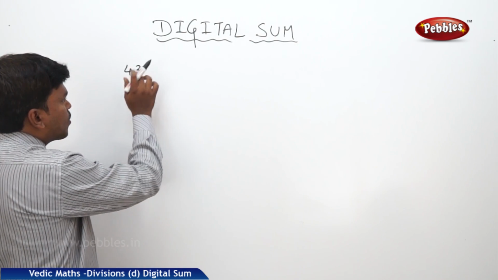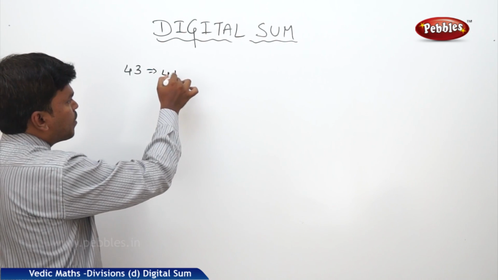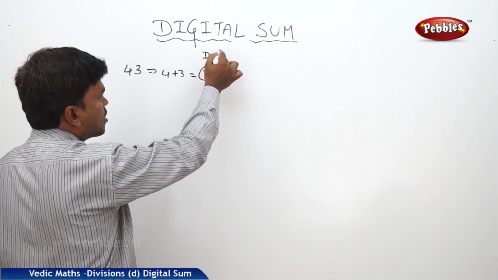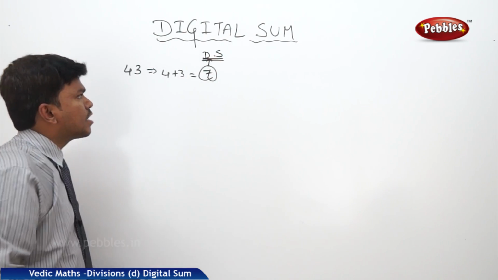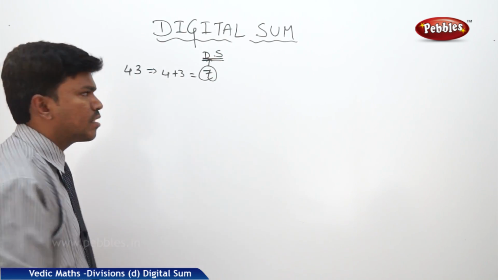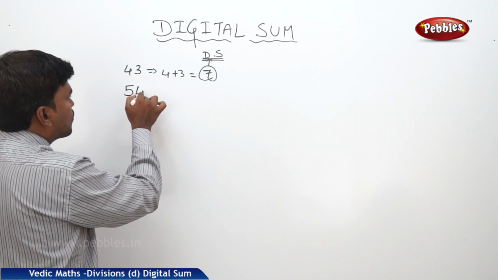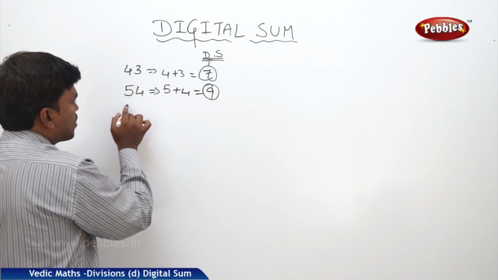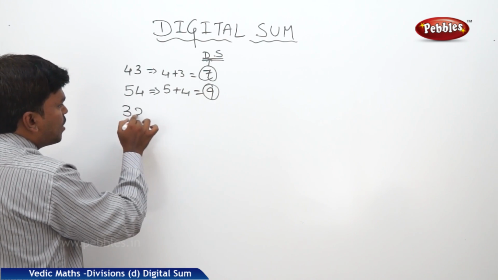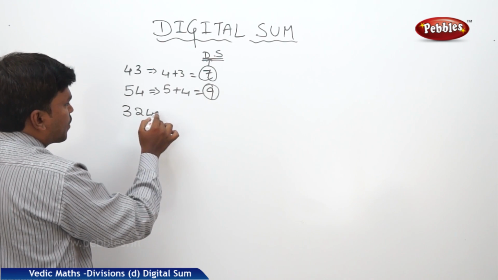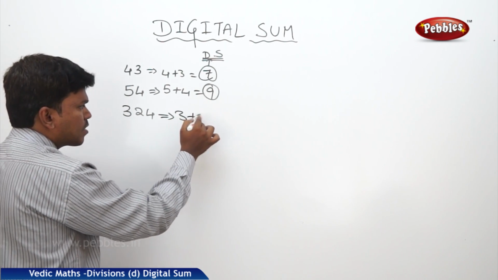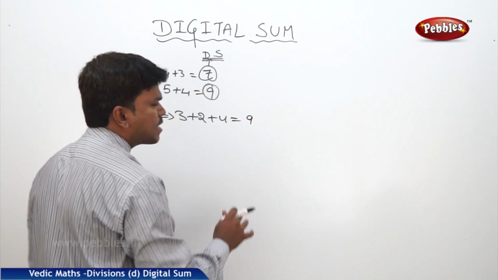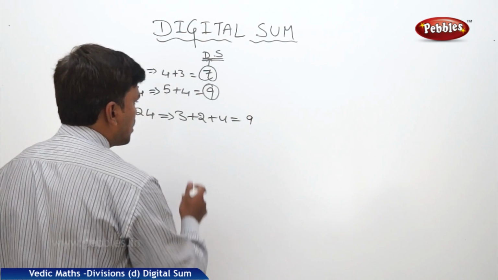Now what is the digital sum of 43? It's simply 4 plus 3, which is how much? 7. So 7 is my digital sum. Digital sum of the number 43 is 7. 54. What is the digital sum of 54? 5 plus 4, 9. Suppose, what is the digital sum of 324? Okay. So 3 plus 2 plus 4. 3 plus 2, 5. 5 plus 4, 9. Simply add the digits in the given number. That is the digital sum.